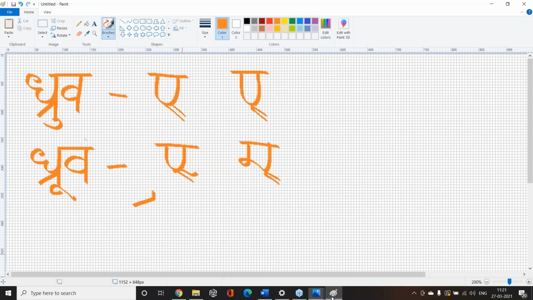Here, if I'm writing with cha, this would be written as it is. Then this is how the matra uu will be written. This is in case of shru, and this is in case of matra uu. So that's the only difference here. It is written straight, and matra uu is written a little curved towards the end.